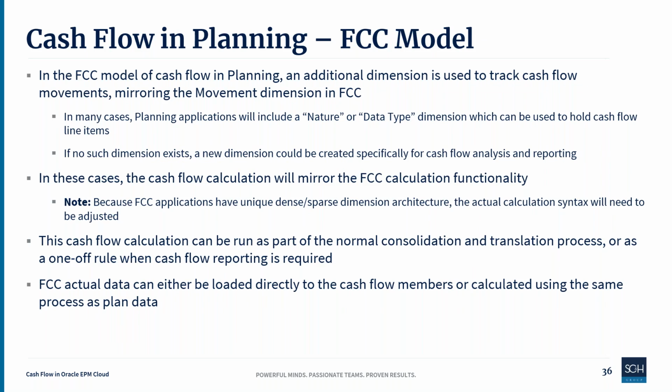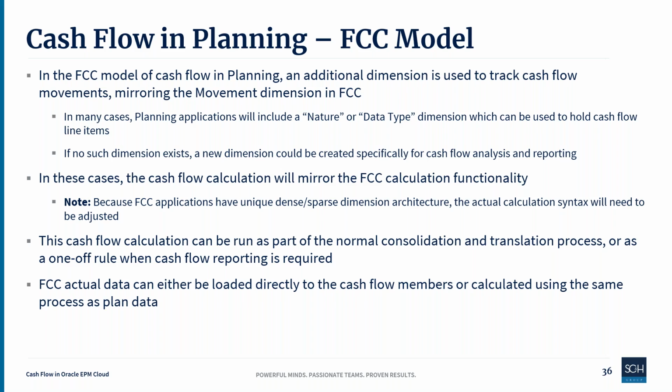After that, so we have our FCC model. So this is going to be pretty similar to what we talked about on the FCC side of things. A lot of applications have a nature or data type dimension that can be reused for this purpose. If not, a new movement dimension could be created specifically for this analysis. In these cases, when you use this FCC model, obviously, you'd use basically the same calculation method. Because FCC has some pretty particular architecture that's different from what you'd see in a planning application, you can't just copy and paste the calc script, but the syntax will be pretty similar. You just have to move a couple things around here and there.